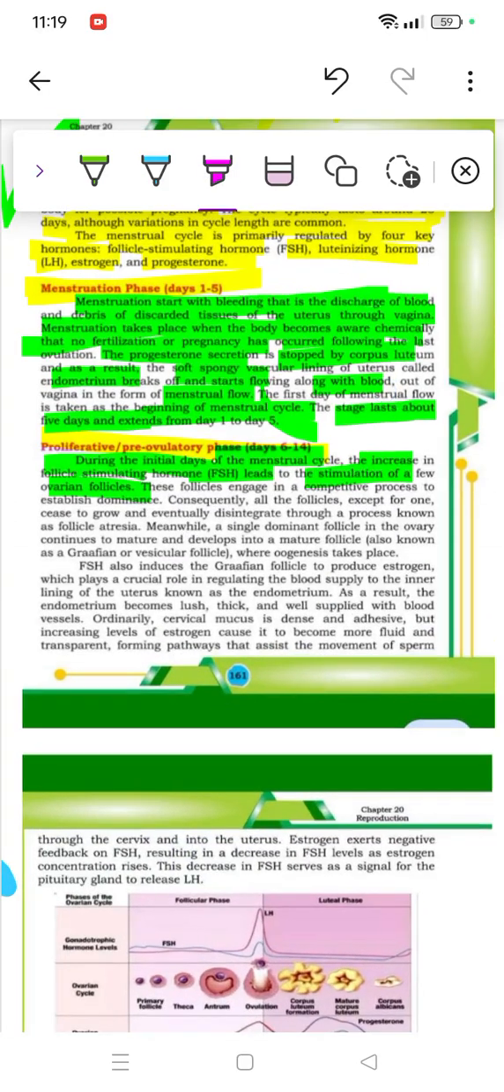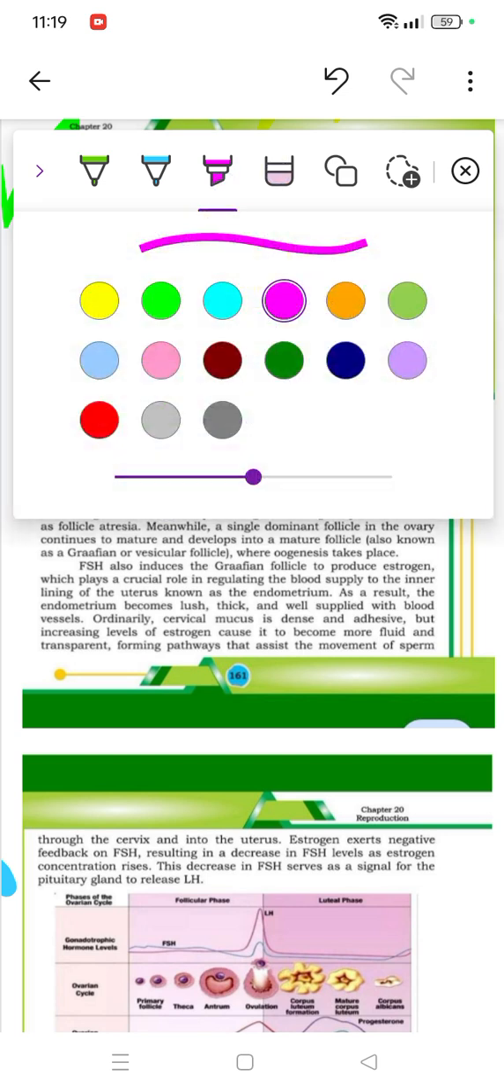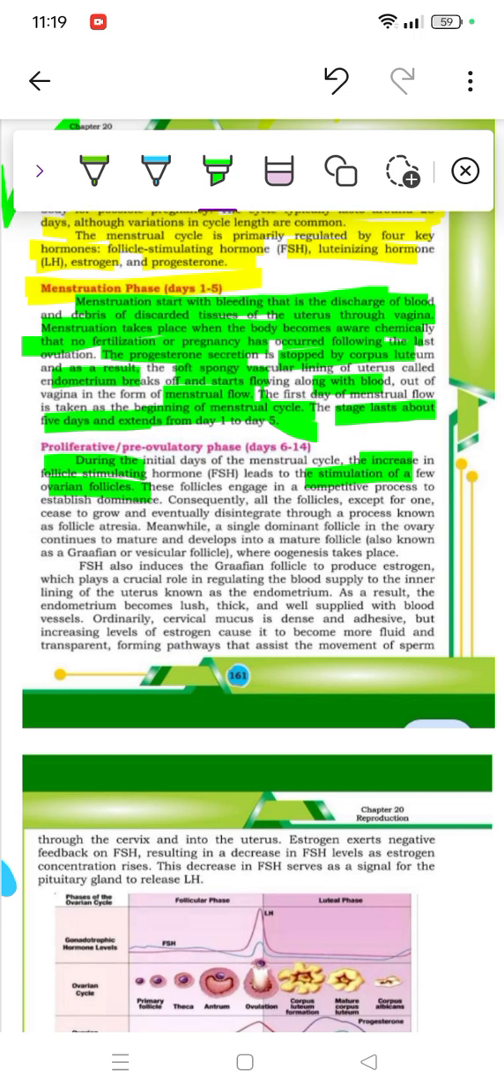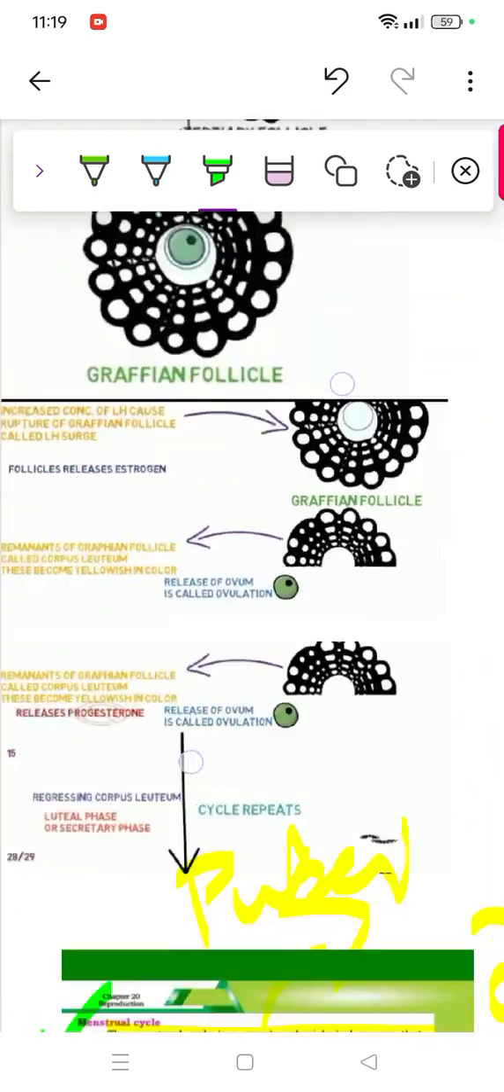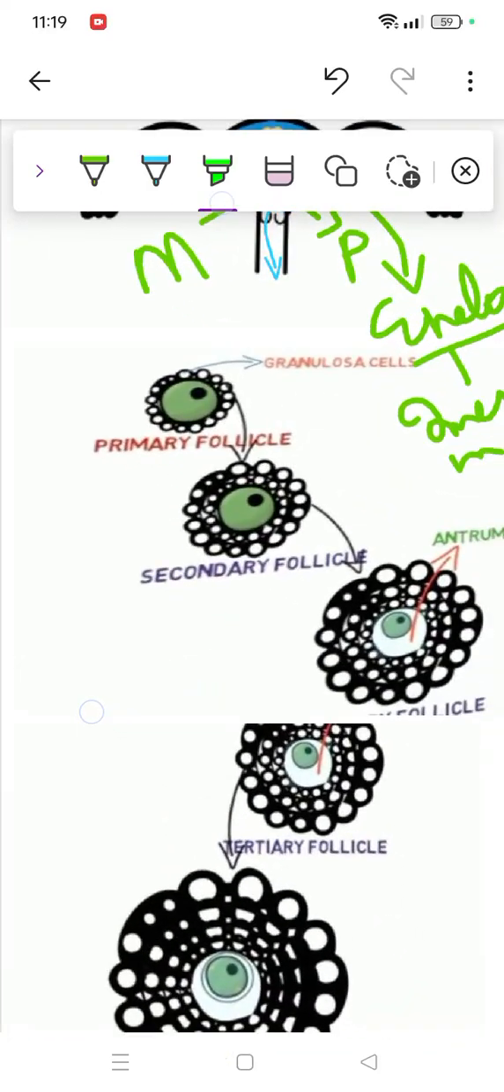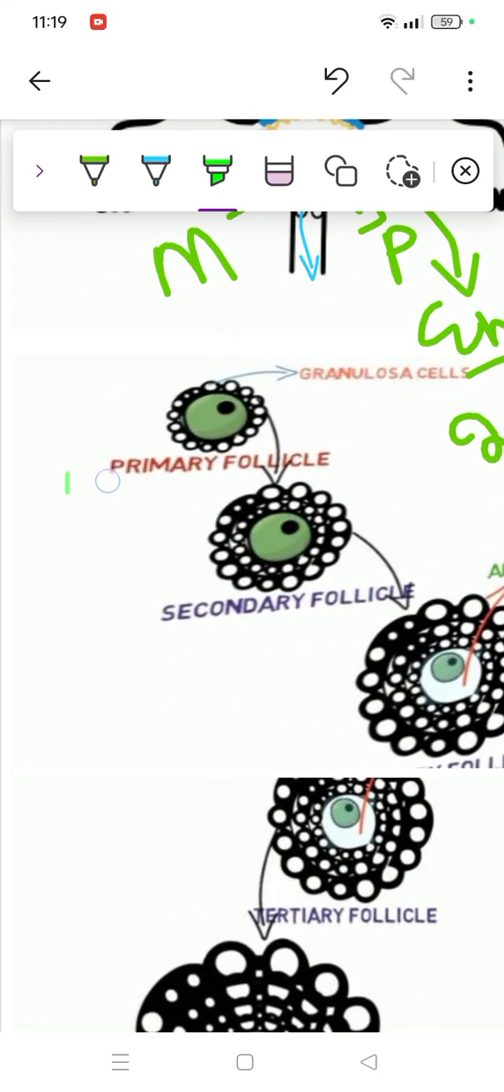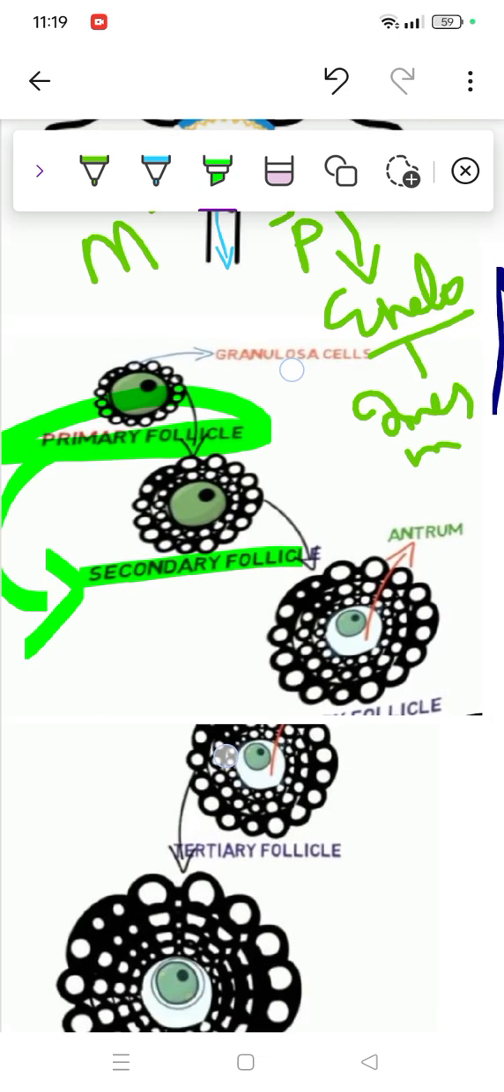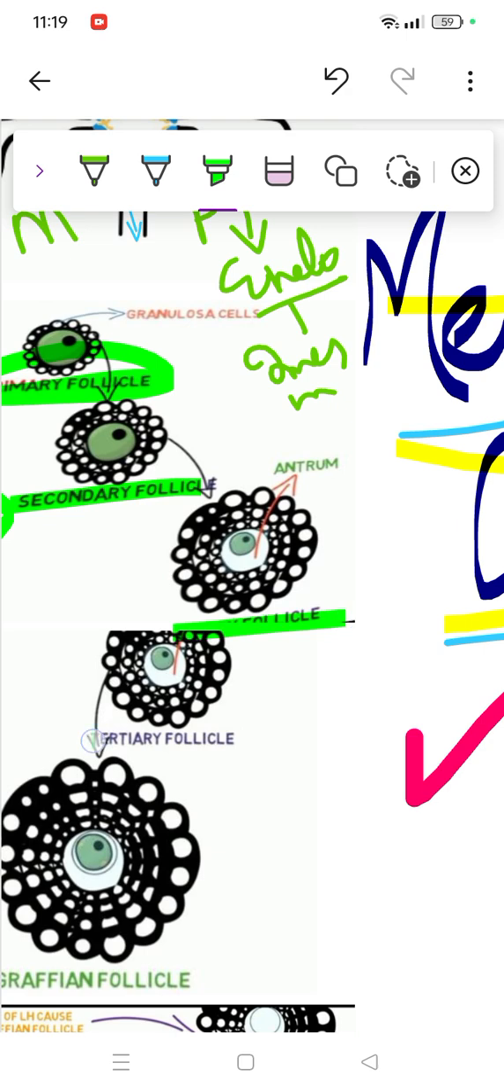So during the initial days of the menstruation cycle, there would be an increase in follicle stimulating hormone. Follicles engage in a competitive process to establish dominance, and the dominant follicle is eventually distinguished through a process known as follicle selection. Meanwhile, all these things will happen. So let's see. First, we already know that we have the primary follicle, which is the first part. The primary follicle then gets divided into the second part, which is the secondary follicle. Then comes the third one, the tertiary follicle.